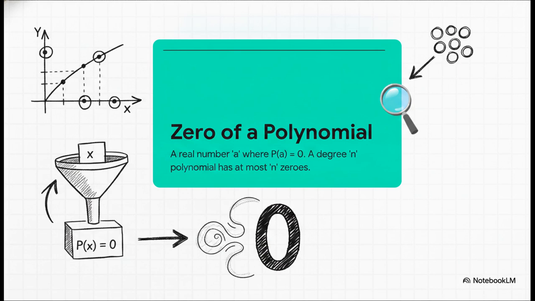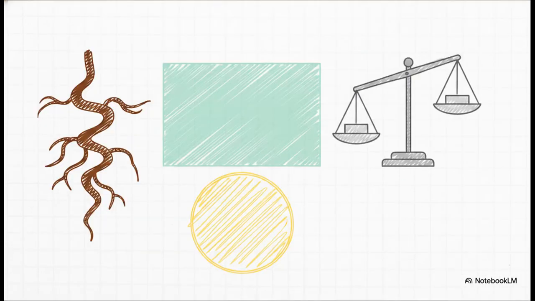What happens when you plug a number in and your final calculated value is exactly 0? Well, congratulations, you've just found what we call a 0 of the polynomial. A 0 is really just the specific input value that makes the entire expression vanish into thin air. And remember that rule we talked about earlier? A polynomial of degree n can have at most n of these zeros. By setting these equations to 0, we can effortlessly solve some pretty advanced root finding problems.